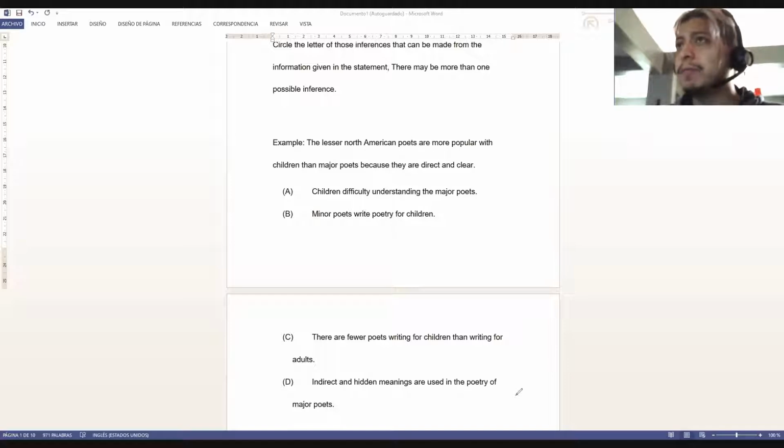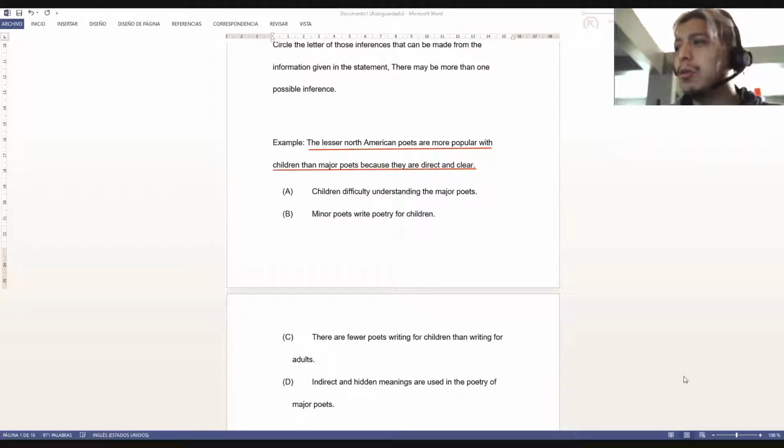The sentence is this: the lesser North American poets are more popular with children than the major poets because they are direct and clear. This is a simple sentence. I mean, it's not really that long. The lesser North American poets are more popular with children than the major poets because they are direct and clear.